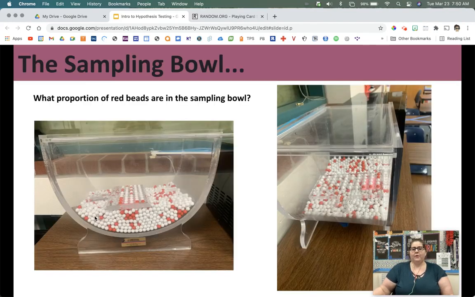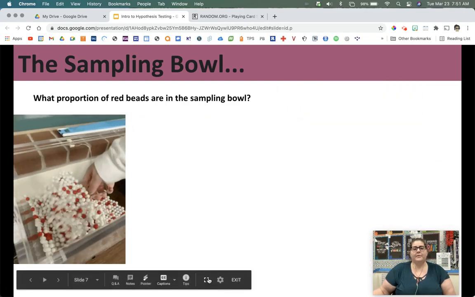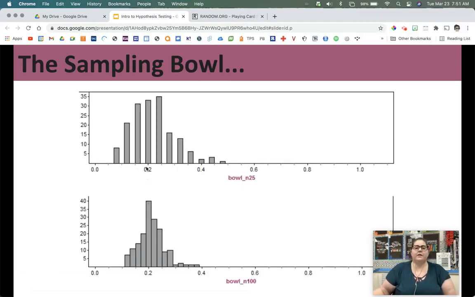So this is the sampling bowl. It's got beads in it, white ones and red ones, and there were 21% red beads in the bowl. At least that's what I told you. So we took repeated samples to build up what we called our sampling distribution.